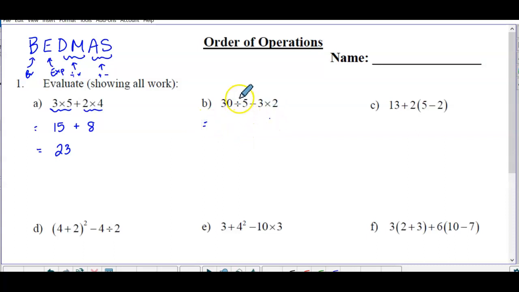All right, so next one we've got dividing, subtracting, multiplying. So these we have to do first. So again, it's kind of like grouping them, right? This first and this first. So 30 divided by 5 is 6, minus 3 times 2 is 6. 6 minus 6 is 0.